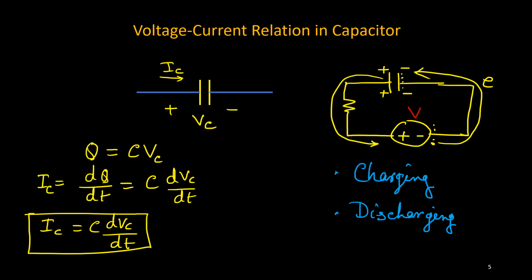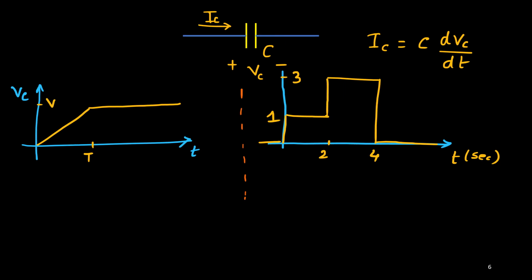Okay, now let us consider one basic concept. Now suppose we apply this kind of voltage to this capacitor: the voltage Vc is varying over time and is applied across the capacitor. You see it is growing, and then it becomes constant. As you know, the capacitor current Ic = C dVc/dt. So you need to take the derivative and multiply with C.